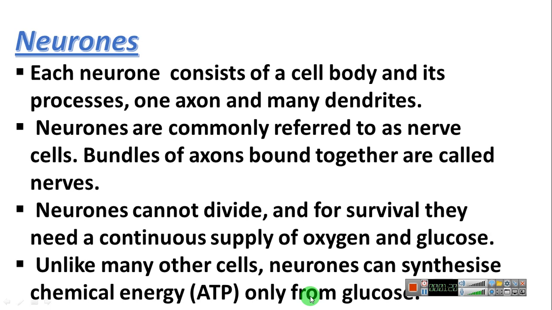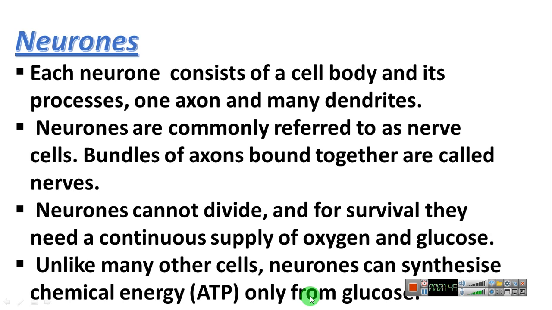Bundles of axons bound together are called nerves. Neurons cannot divide, and for survival they need a continuous supply of oxygen and glucose. Unlike many other cells, neurons can synthesize chemical energy only from glucose.